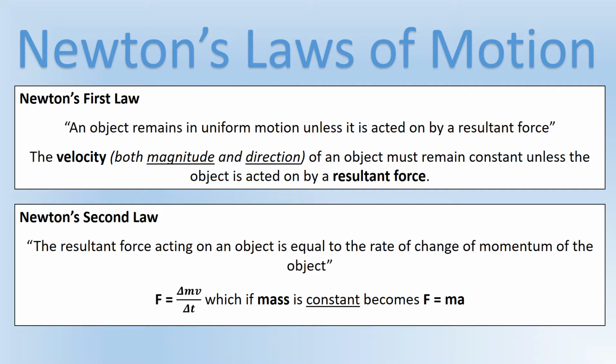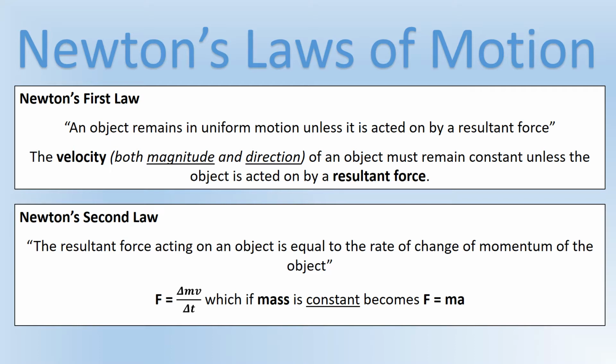So these are things you should just know by heart by now. They are the bread and butter of physics. So Newton's first law: an object remains in uniform motion unless it's acted on by a resultant force. And in terms of what that really means, it means the velocity, both the magnitude and direction, of an object must remain constant unless it's acted on by a resultant force.